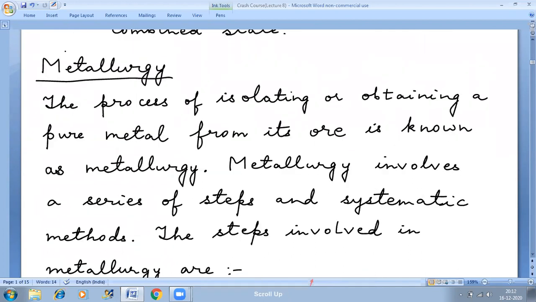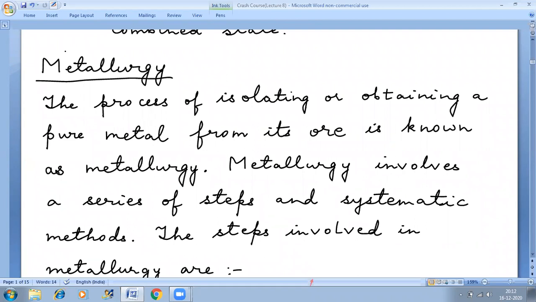What is this process? The process of isolating or obtaining a pure metal from its ore is known as metallurgy. That means there are many different steps involved in order to carry out the extraction of a metal right from its ore. In its ore, it's present. If I want to take the metal out from the ore and purify it, I have to carry out many processes one by one.